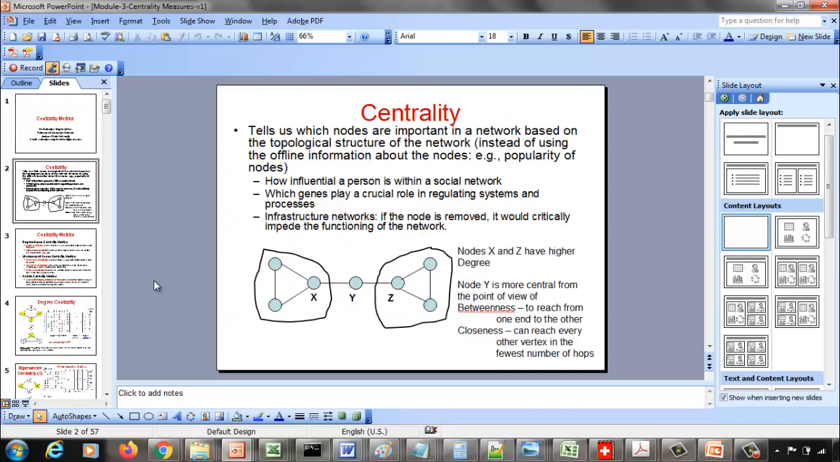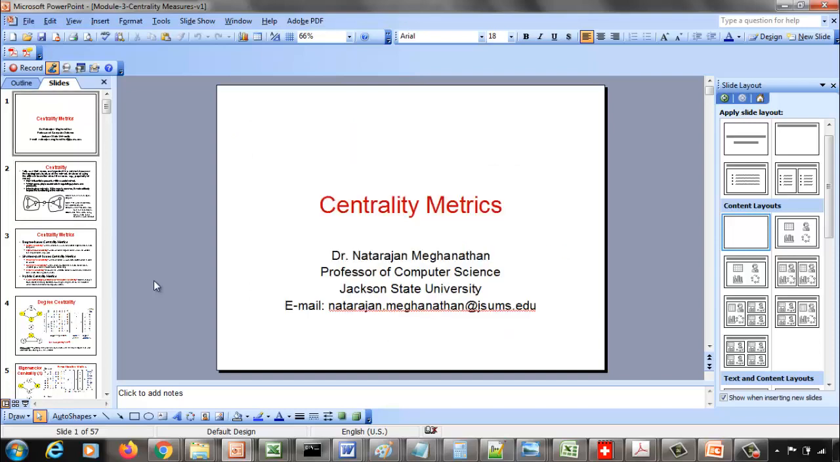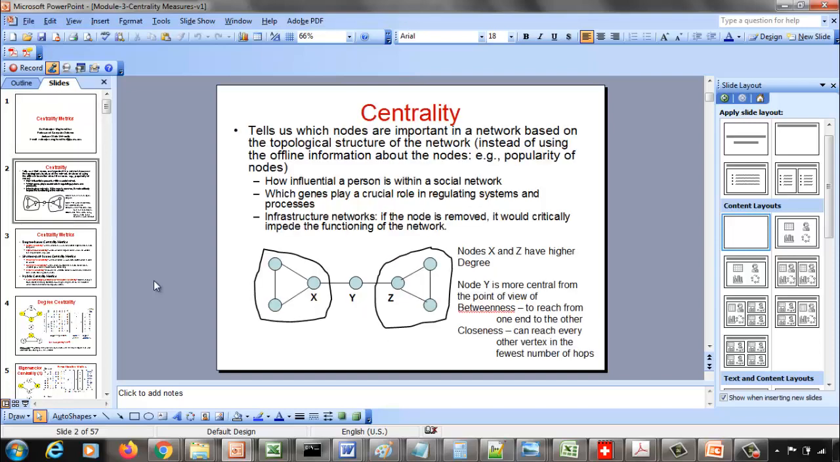Okay. We already kind of saw degree centrality and eigenvector centrality, but in this module we'll see things in greater detail. So what does centrality really mean? We call it a metric, so that means we want to quantify. Centrality metrics have some value.